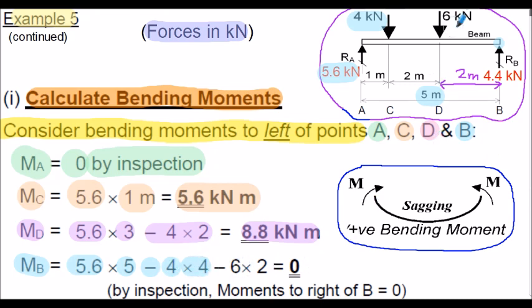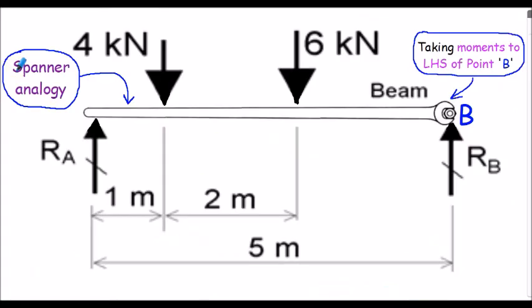And of course I now, looking to the left of B, also see the 6 kilonewton force, which is 2 meters away. So again, that induces a negative bending moment, so we subtract the 6 times 2. When you evaluate that, it does become 0, which of course we know by inspection to the right of B, moments must be equal to 0. And again, for your reference, here's the spanner analogy when we're now taking moments to the left-hand side of point B. So here's point B, where the nut would be located. This is the orientation of the spanner now.